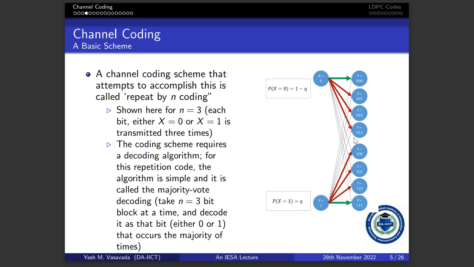But this is a pretty simple algorithm. It's just basically majority voting, right? If you get a 3-bit sequence, you look at whether 0 is happening more times or 1 is happening more times. And so if the number of zeros is greater than the number of 1s, then you say that bit 0 was transmitted. If the number of 1s is greater than the number of zeros, then you say bit 1 was transmitted. So this is the majority voting decoding scheme.